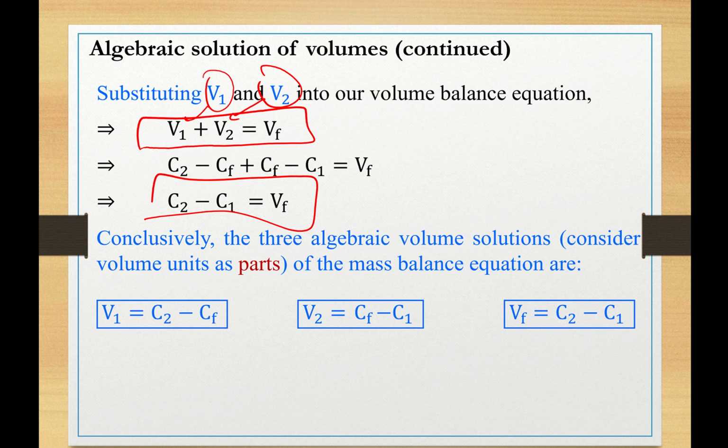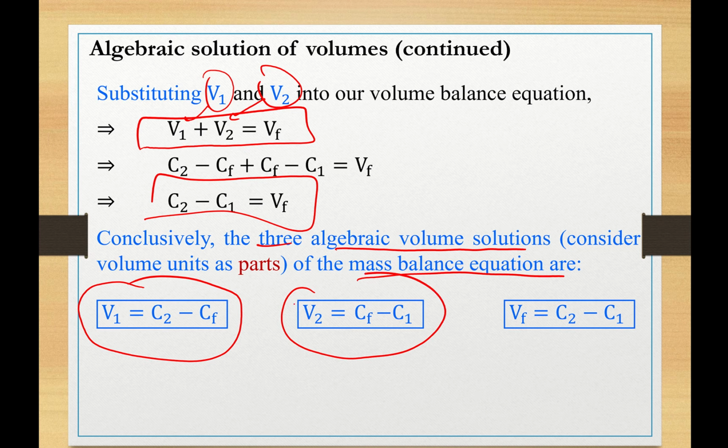So our conclusion here is that the three algebraic volume solutions are part of the mass balance equation. And they can be determined by just taking the difference between the concentrations as it is shown here. So there's no reason to remember these confusing arrows again.